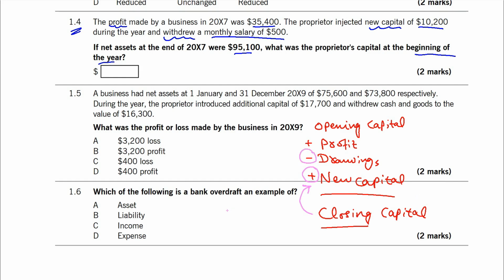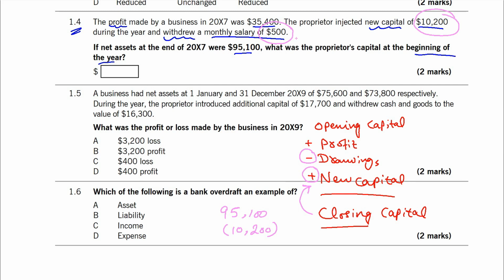So here we have the amount of our closing capital, which was 95100. We have some new capital, which is this amount. Now we will deduct that amount, 10,200. Then we have drawings. We will add drawings. So here we have drawings of 500. It is a monthly salary.